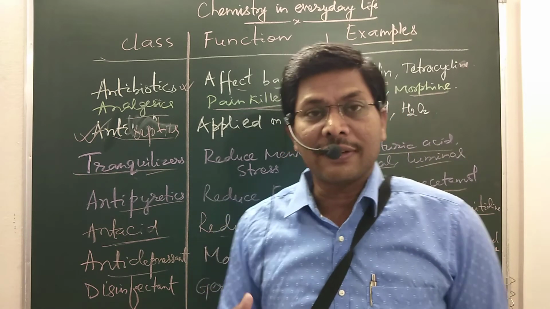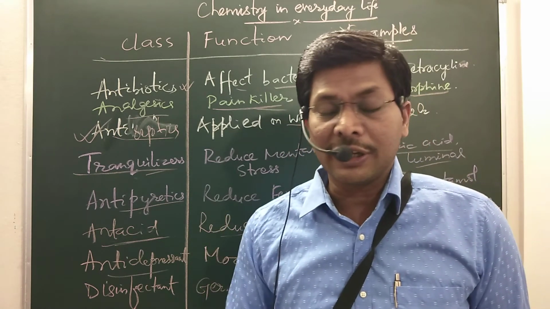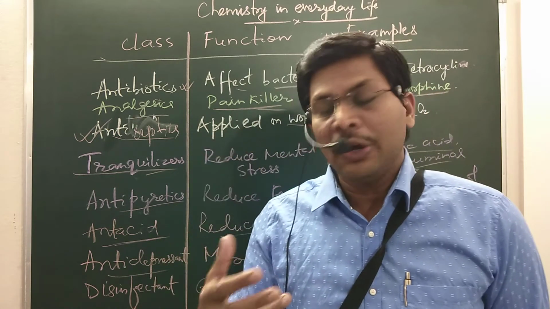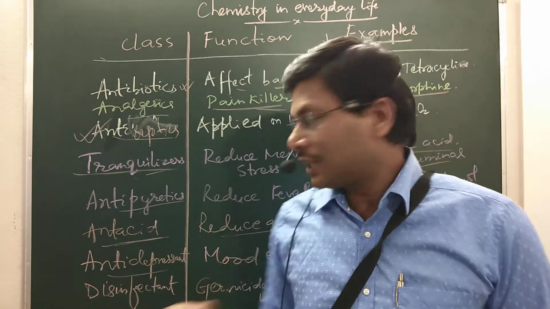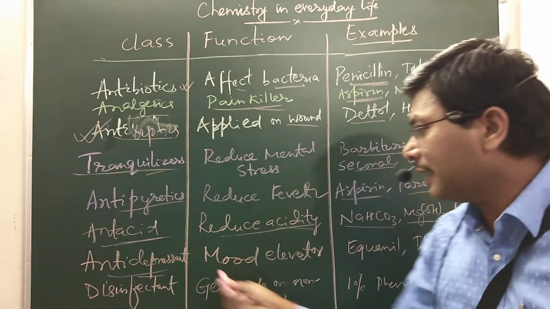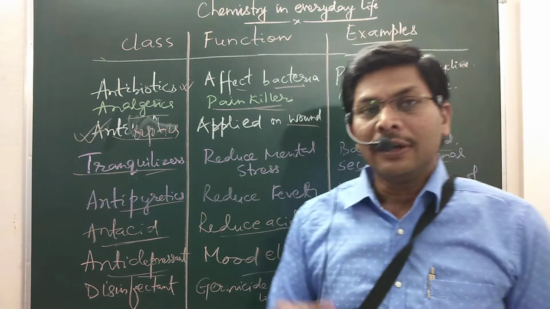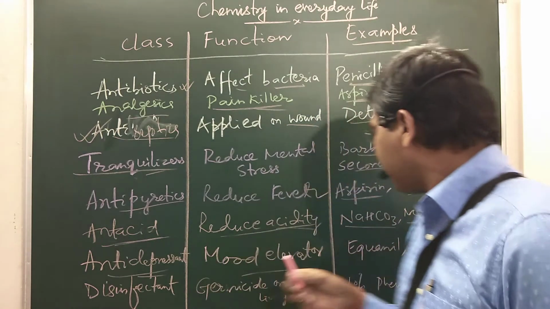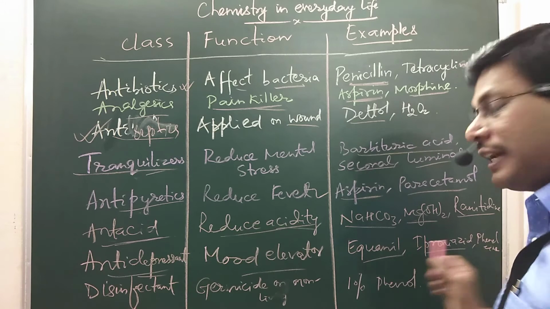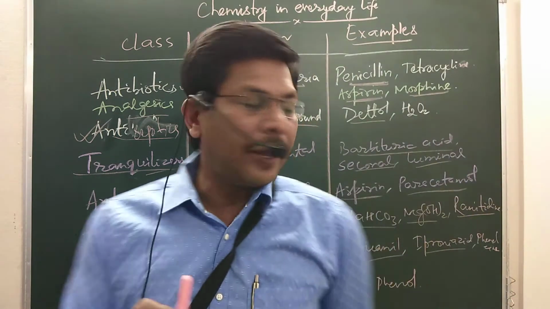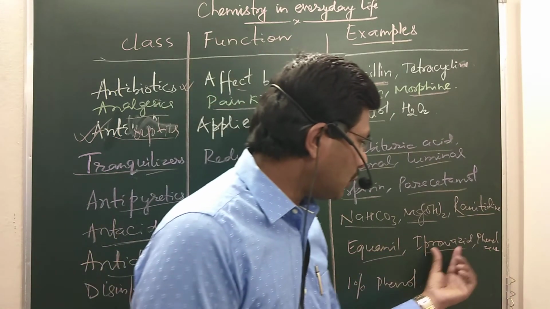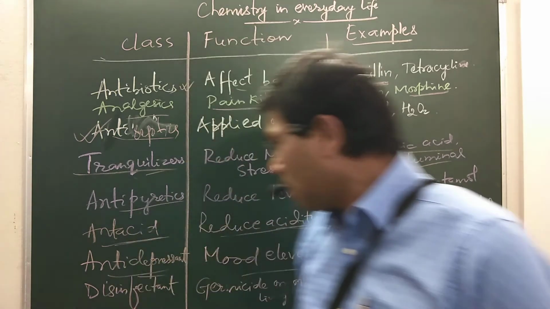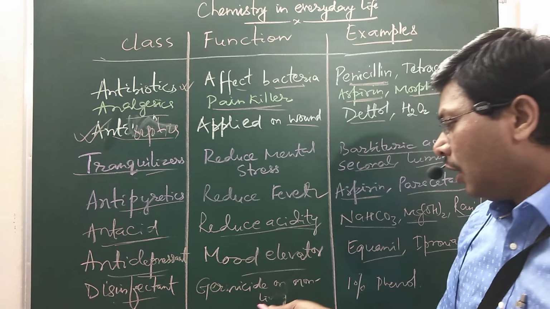When there is less synthesis of noradrenaline in the body, the person becomes depressed. To cure this depression, they use a drug called an antidepressant. They are mood elevators. They elevate the mood and bring the person to the normal state. Equanil, iproniazid, phenelzine: these are the drugs which are used as antidepressant drugs.